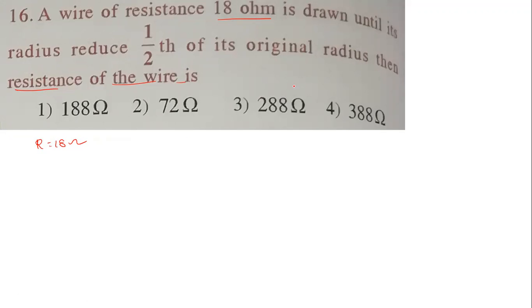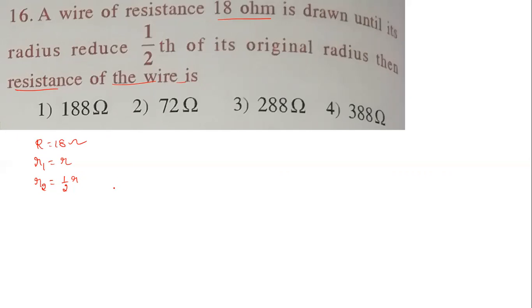Now the wire is drawn until the radius reduces to half of its original radius. Let's say the initial radius R1 is R, then the final radius R2 becomes half of the initial radius, R by 2. Then the resistance of the wire will be?